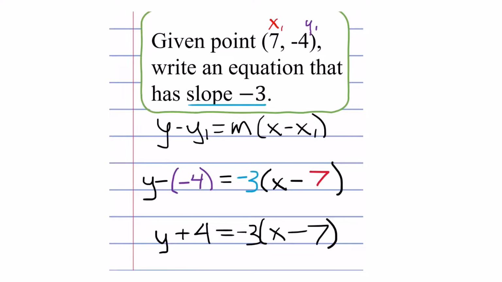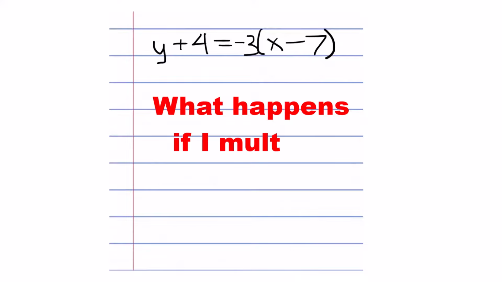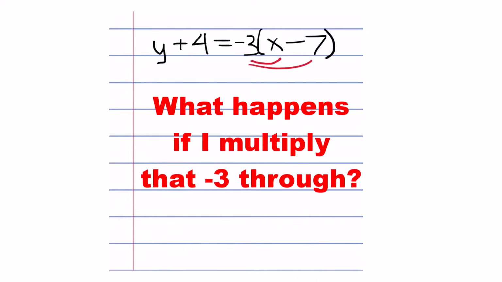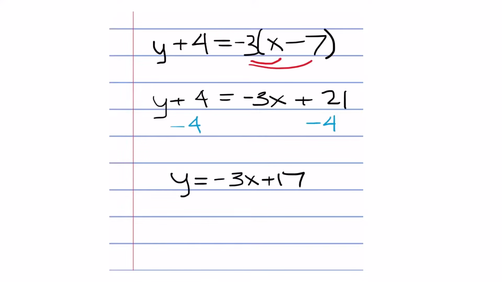Now this is in point slope form. What happens if we go one step further? Because I'm sure you're looking at that back end there going, what happens if I multiply that negative 3 through? Like if I use distributive property here. Let's simplify this thing. So we get y plus 4, negative 3 times x is negative 3x, and then a negative 3 times a negative 7 is a positive 21. Now let's solve for y by subtracting 4 from both sides, and we get y equals negative 3x plus 17.